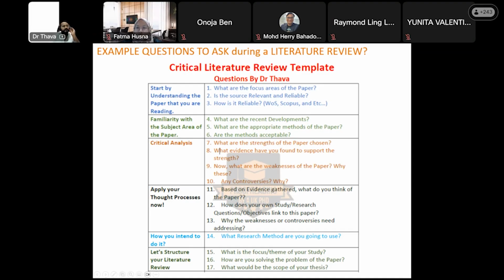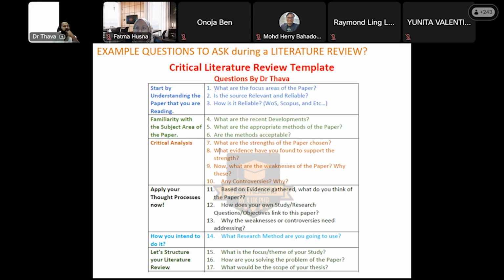For those who really want to get a critical review, these are the steps you need to follow. You can find this template in my Telegram group. These are the steps to follow.